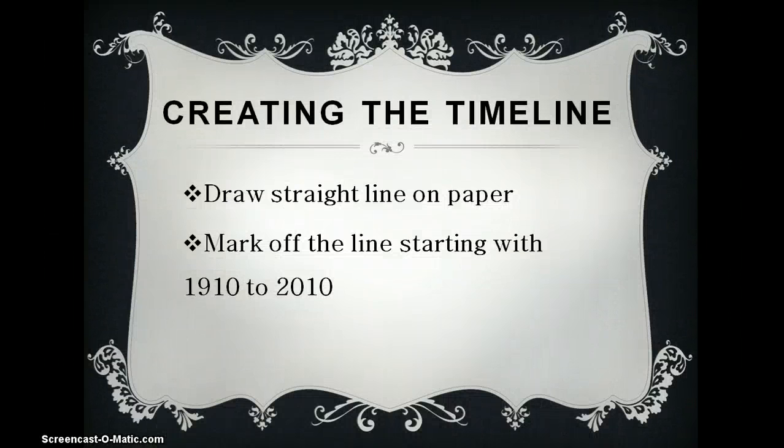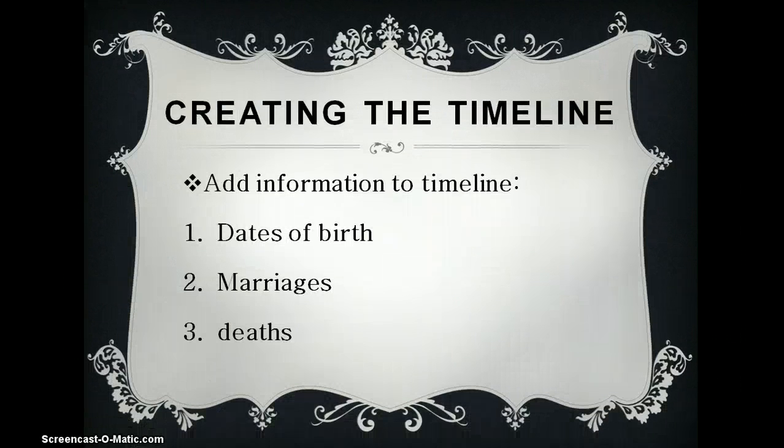And I would like the timeline to be marked off starting at 1910 going to 2010. This way, if students want to add something that they found interesting about their family that is outside the 3-generation mark, they have room to do so. And once that is done, I want the students to write in the important dates, which is the date of birth, marriages, and deaths, and students can also add any other information that they want at this time too.